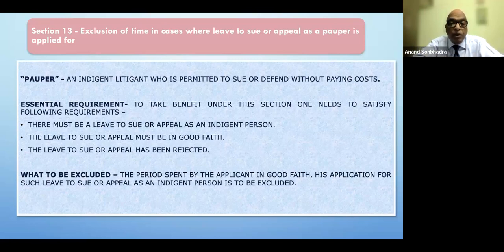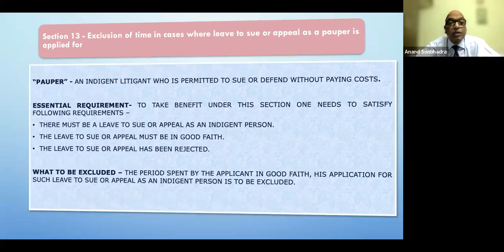That period during which an application is made as a pauper and the time period by which it gets rejected. So from the date of application to the date of rejection, that time period can be excluded from the limitation. The period spent by the applicant in good faith on his application for such leave to sue or appeal as an indigent person is to be excluded. Let's move to the next one.